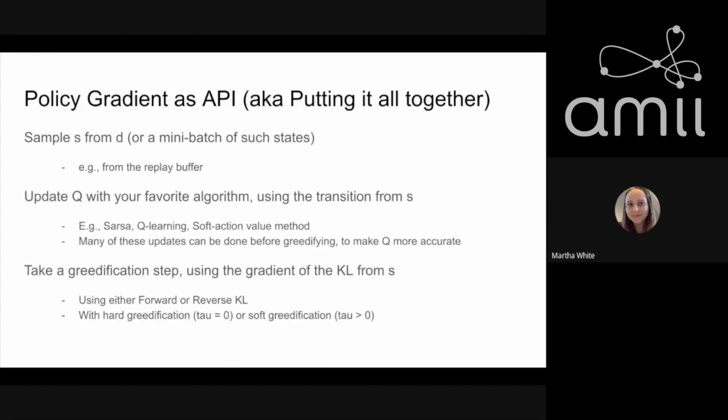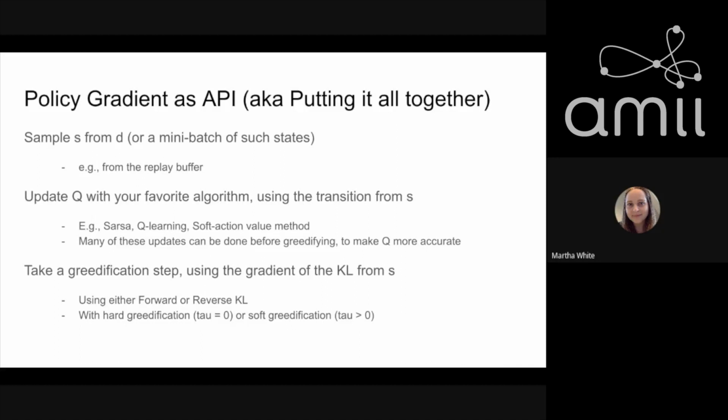Okay, so putting this all together, when we are thinking about policy gradient as approximate policy iteration, we just have these 3 steps, which correspond to several choices. So we can sample some states from, let's say, a mini batch, or from a replay buffer, or from some other strategy for sampling states. Then we're going to update our action values with whatever your favorite algorithm is.